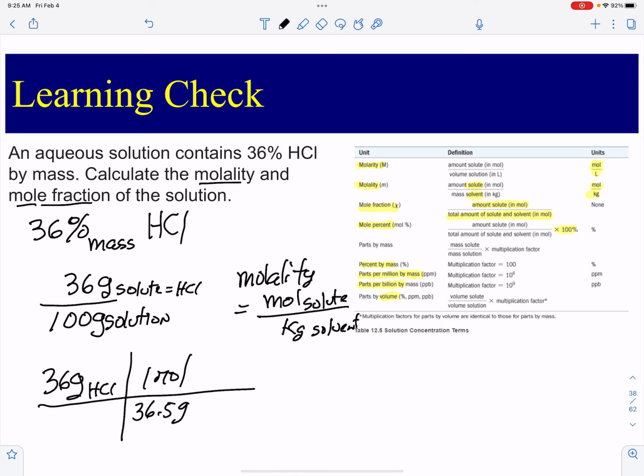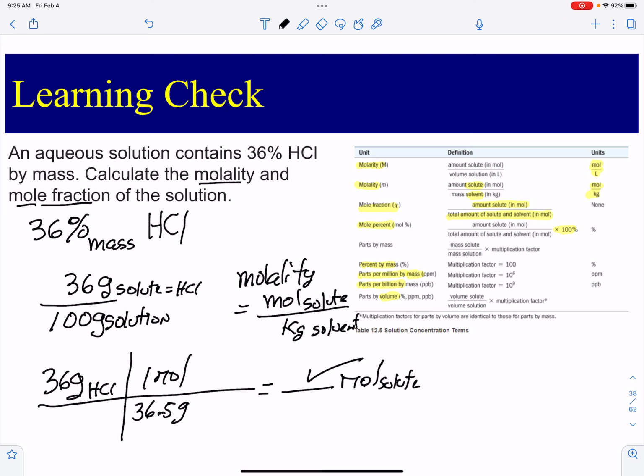36.5 grams. So Cl is 35.5 and hydrogen is 1. Double check that on the periodic table. I may be off by 1, but I'm going for the procedure. So once you do that, you can find the moles. I'm not going to do it, you know how to do it. So you will have the moles of the solute.